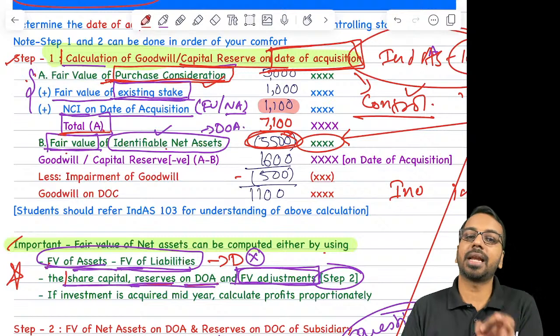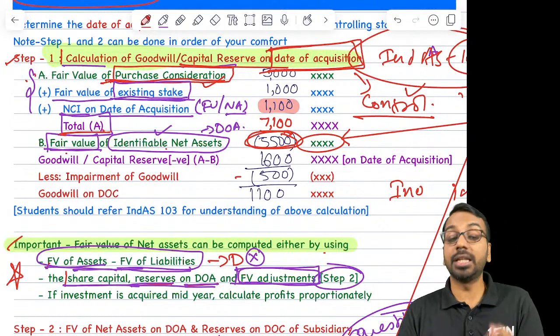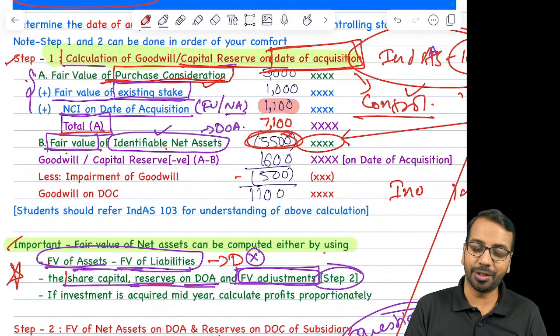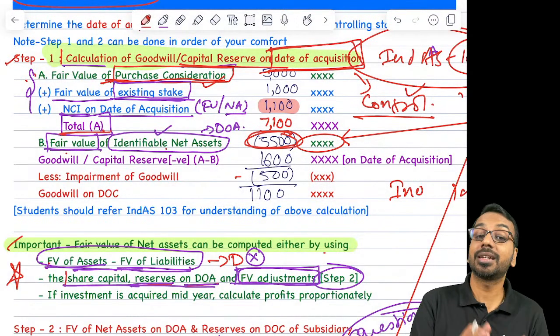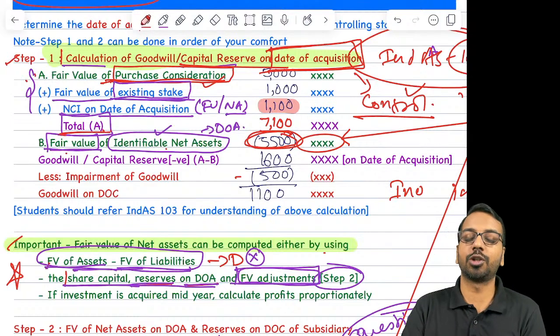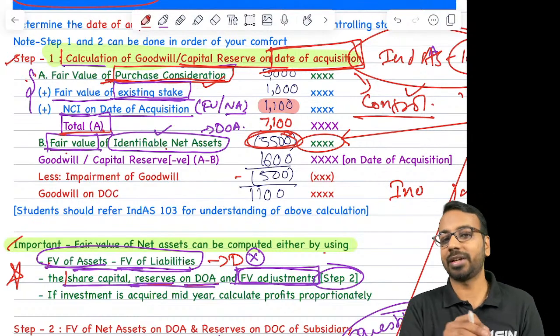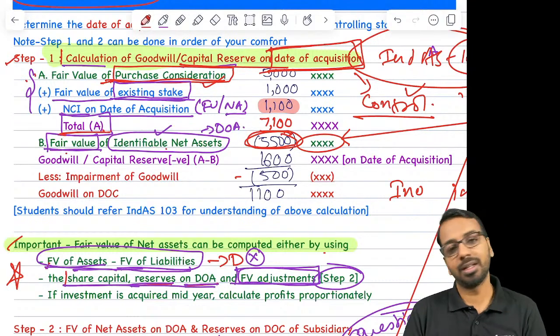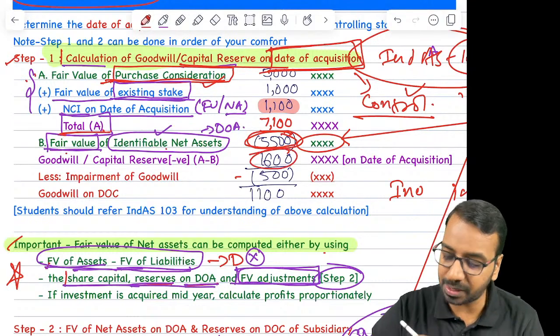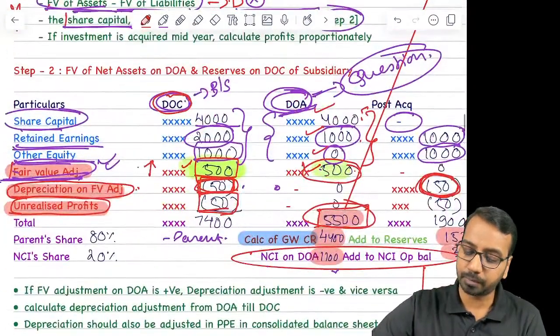Now here the standard makes it very clear that if there is a bargain purchase or capital reserve, please go back and recheck your fair values, because generally transactions happen at fair value. So there is a very rare chance that you will have a capital reserve. But yes, if in the question it is a capital reserve, you will take it as a capital reserve. So the first step is done, calculation of goodwill.